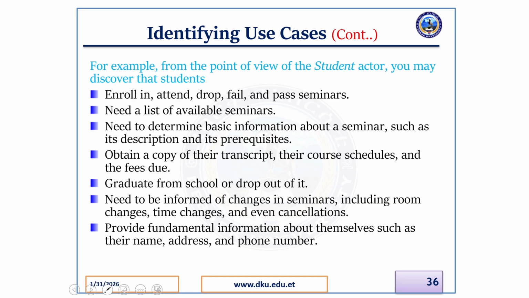For example, from the point of view of the student actor, you may discover that students enroll in, attend, drop, fail, and pass seminars, need a list of available seminars, need to determine basic information about a seminar such as its description and its prerequisites, obtain a copy of their transcripts, their course schedules, and the fees due, graduate from school or drop out of it, need to be informed of changes in seminars, including room changes, time changes, and even cancellations, and provide fundamental information about themselves, such as their name, address, and phone numbers.